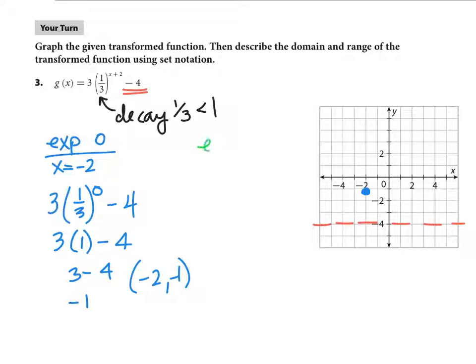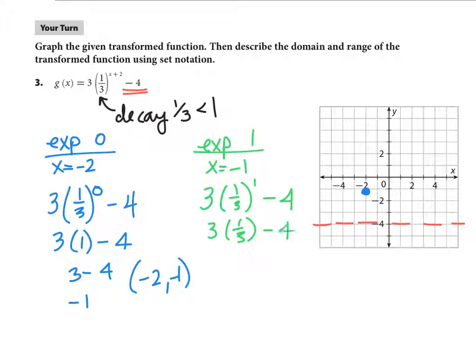Okay, and this time I want an exponent of 1. So if I plug in x equals -1, that'll give me that exponent. So I'm going to have 3 times 1/3 to the 1 power minus 4. 1/3 to the 1 power is just 1/3, and they give me nice numbers. 3 times 1/3 is just 1, right? That's 3/3, which is just 1, minus 4. It's going to give me -3. So this ordered pair is going to be -1, -3. And this is an example of decay.